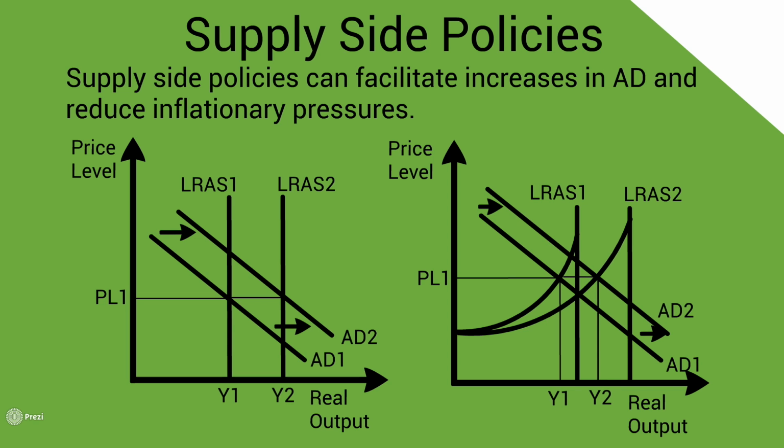For example, suppose that aggregate demand was to shift out from AD1 to AD2, the economy will be at a new long-run equilibrium where there is more real output, Y2 rather than Y1, and the price level is the same as before, PL1. So we can see that in both the classical and Keynesian case, a successful supply-side policy can facilitate an increase in aggregate demand and reduce inflationary pressures on an economy.